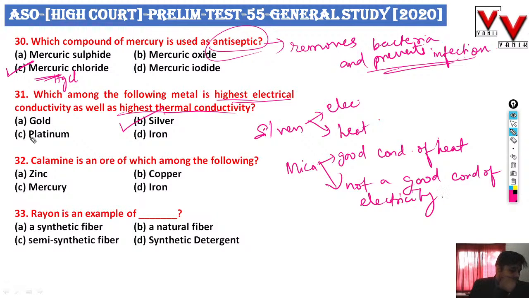Question number 32. Calamine is an ore of which among the following? Calamine is an ore of zinc. It's known as calamine, ore of zinc. Alright, so answer is option A. Moving to the next, question number 33. Rayon is a semi-synthetic fiber. So answer is option C.